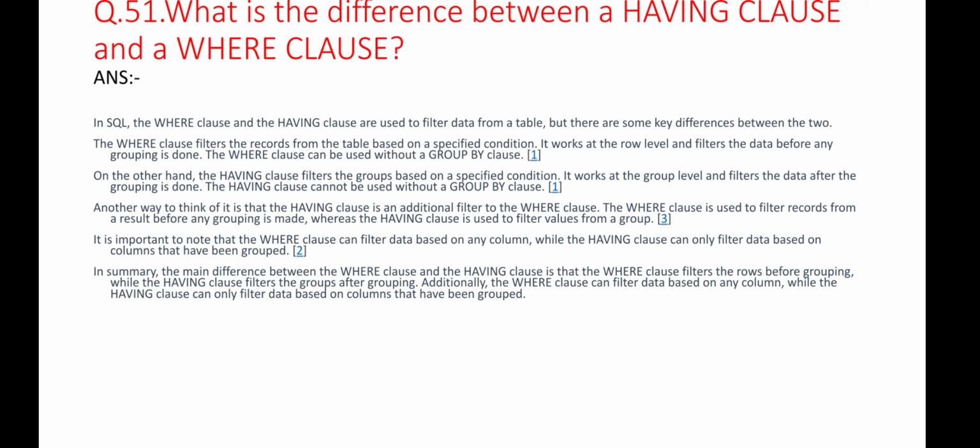It is important to note that the where clause can filter data based on any column, while the having clause can only filter data based on columns that have been grouped. In summary, the main difference between the where clause and the having clause is that the where clause filters the rows before grouping, while the having clause filters the groups after grouping. Additionally, the where clause can filter data based on any column, while the having clause can only filter data based on columns that have been grouped.